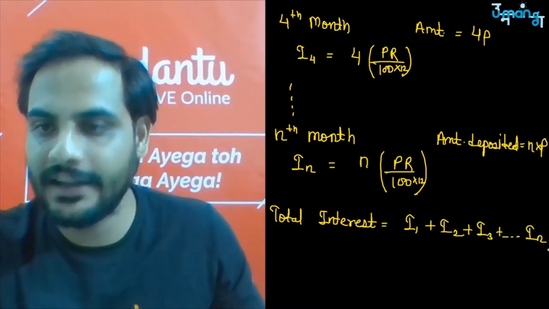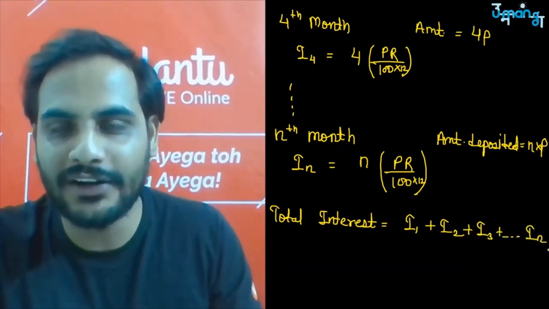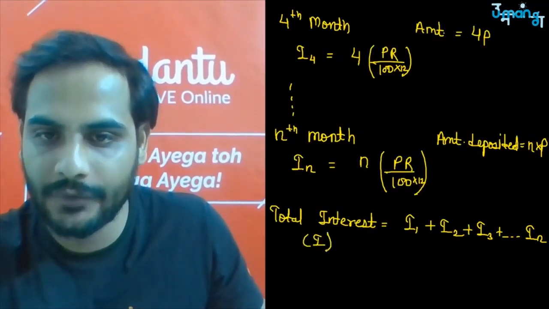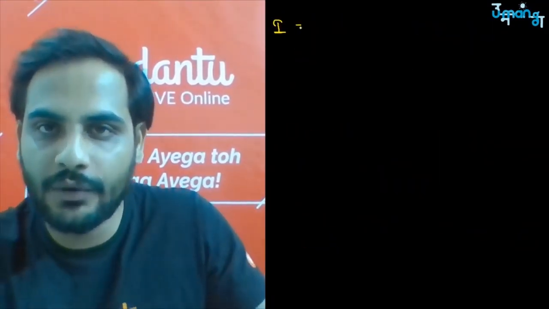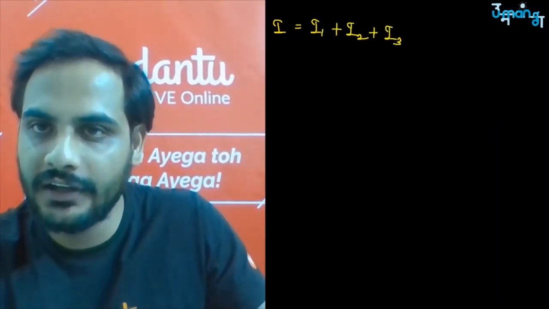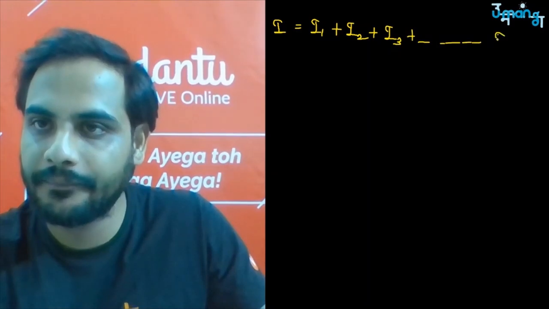In till the end month, right? That is your total interest. So I will say, sir, my total interest, let us say it is equal to I. Total interest I will be equal to I1 plus I2 plus I3 up to IN.